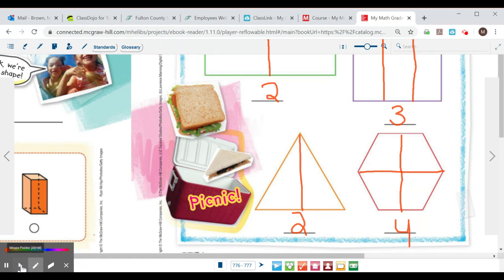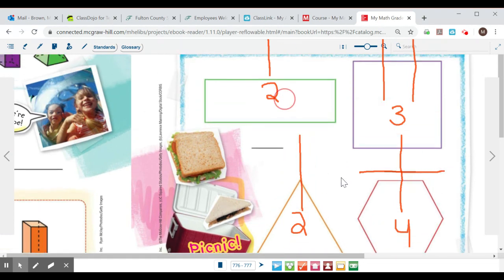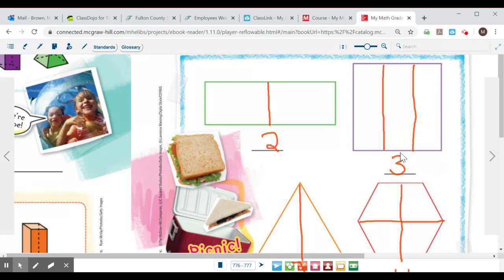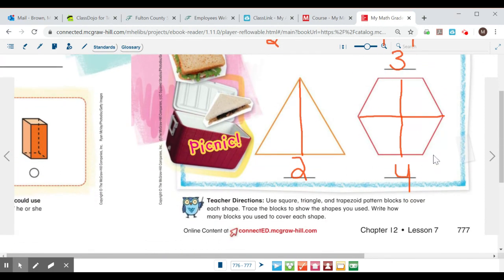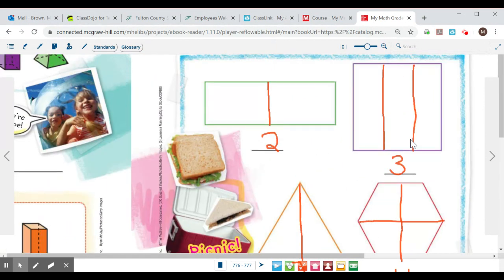So we have now looked at splitting a shape into halves, 2 equal pieces. We've looked at splitting a shape into thirds, which is 3 equal pieces. And we have looked at splitting a shape into fourths, 4 equal pieces. Now what I would like for you to do is take a sheet of notebook paper and try to split a square into halves, thirds, and fourths. Good luck!